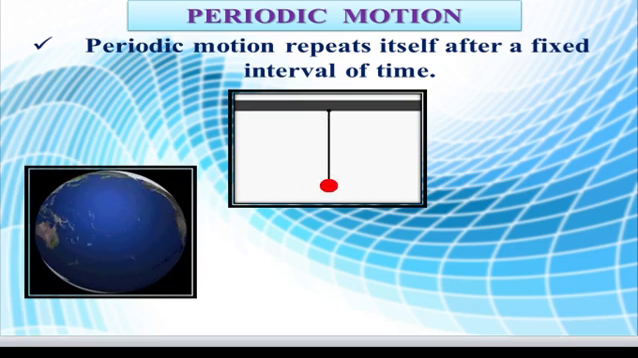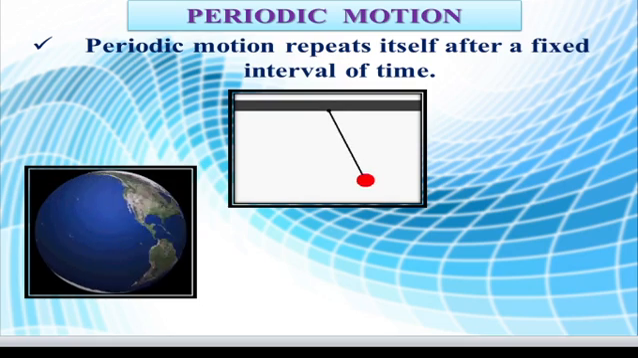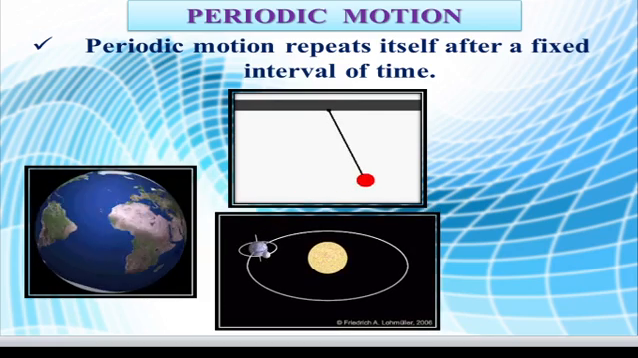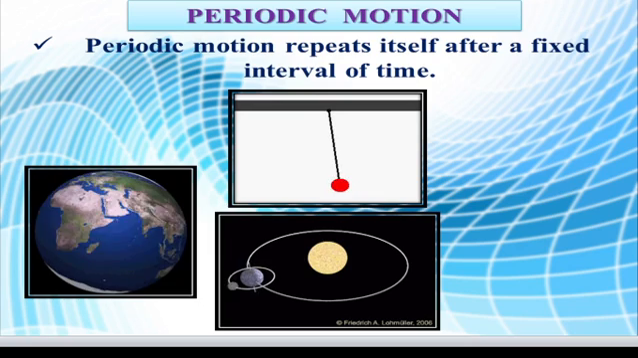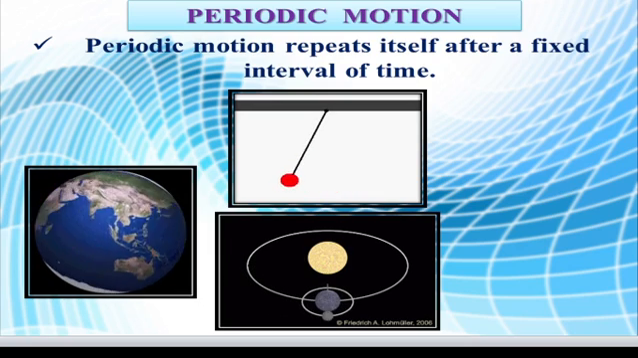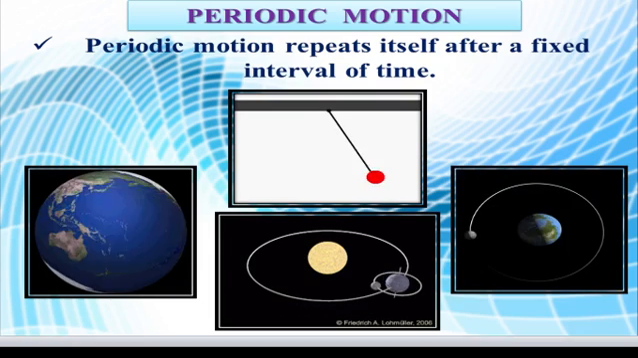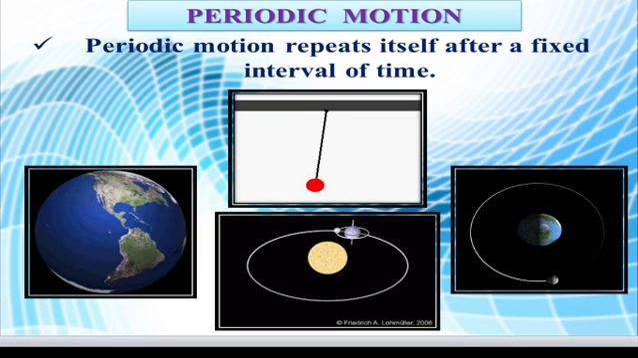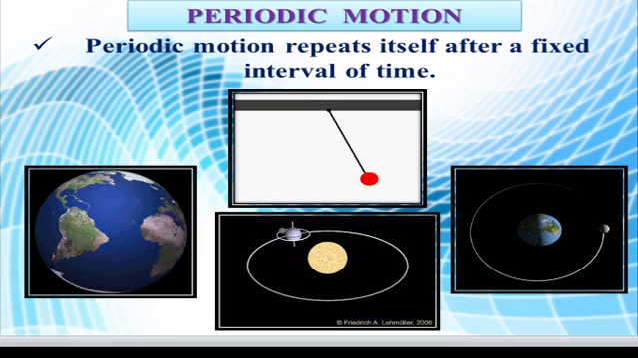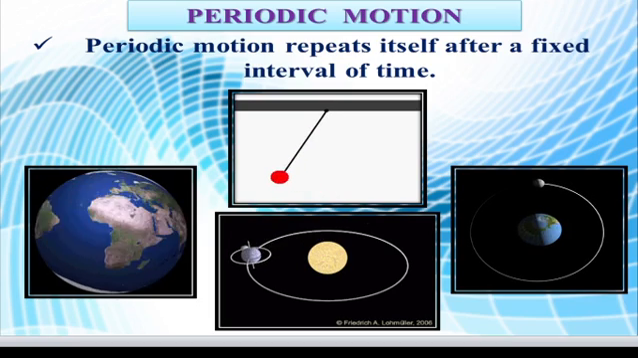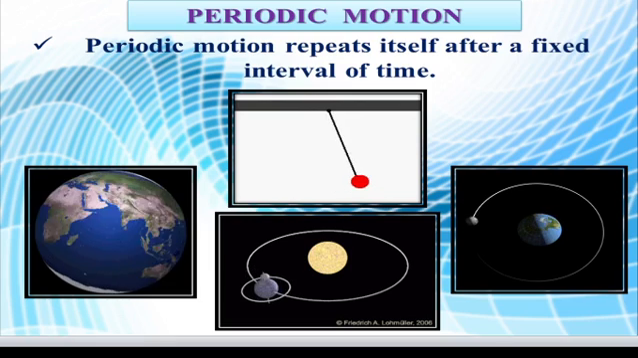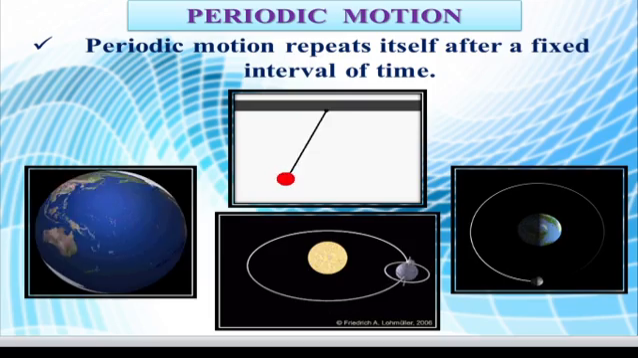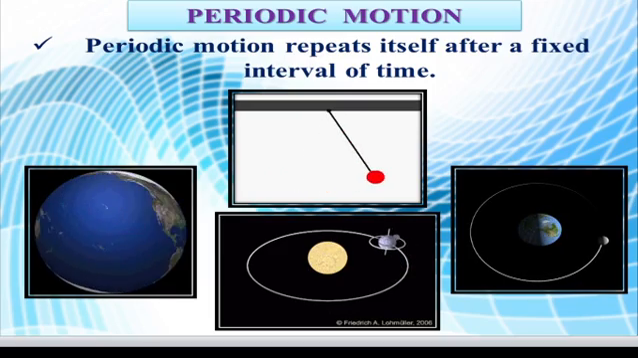Examples: the Earth rotates on its axis. Second, the Earth rotates on its axis and at the same time goes around the Sun also. Third is the Moon. The Moon is the satellite of our Earth, so the Moon also goes around the Earth. So these are examples of periodic motion. That means this motion takes a regular interval of time. That is called periodic motion.